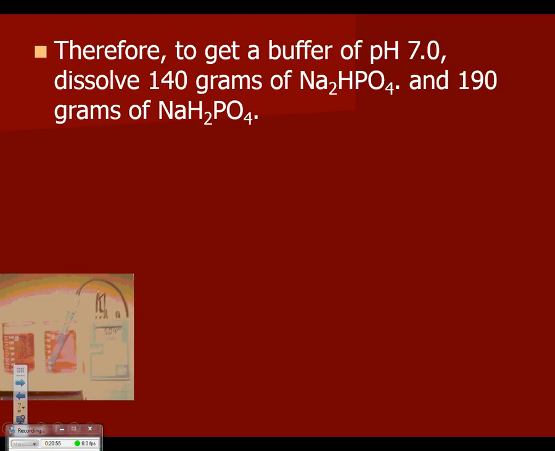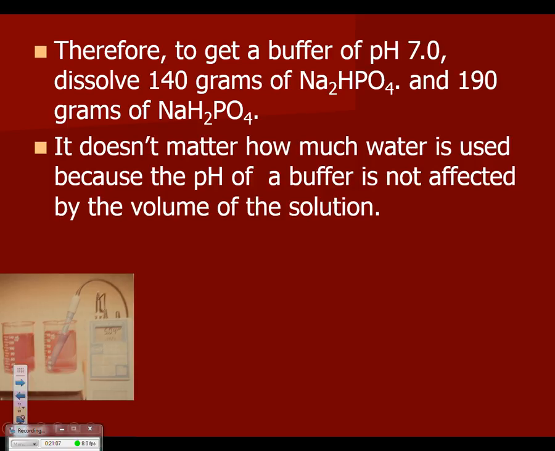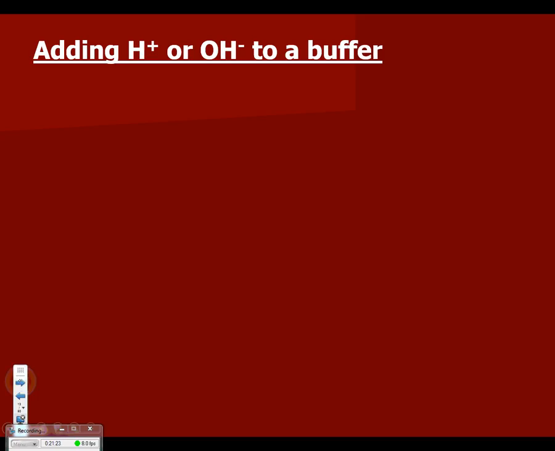Therefore, to get a buffer of 7, I dissolve 140 grams of sodium hydrogen phosphate and 190 grams of the sodium dihydrogen phosphate into however much water I want to add. So they dissolve. Now I'm going to be using distilled water, and the buffer isn't affected by how much water I have. Now if I take a part of that out, it will be affected. Okay? So we would have a buffer.